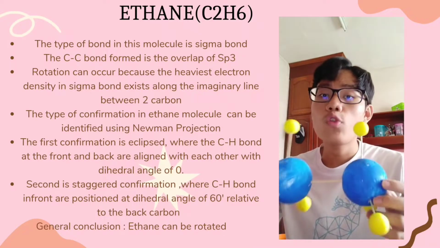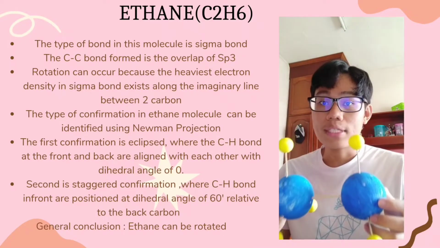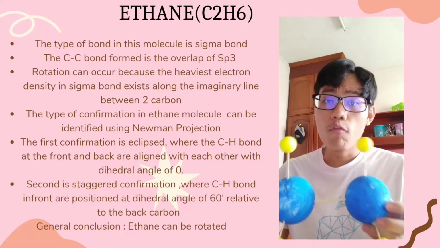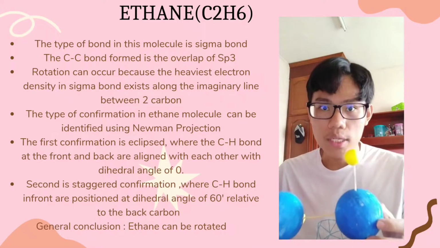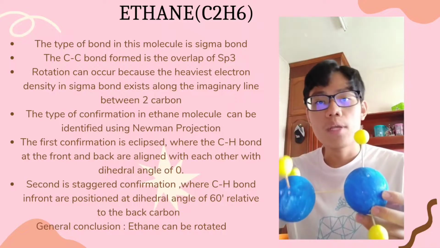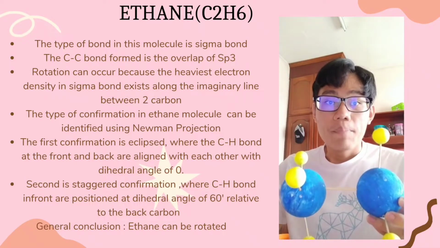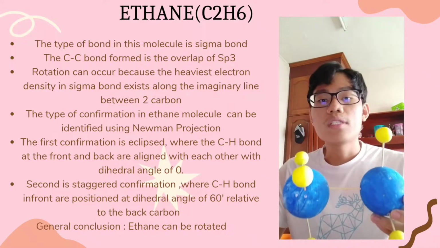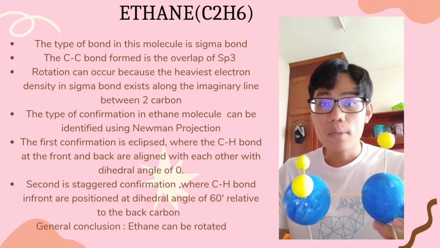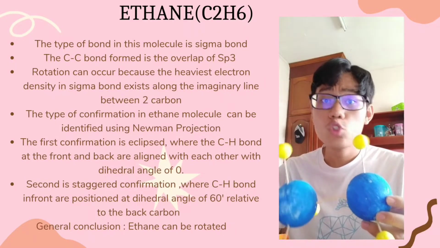First, we all know that the bond formed in these molecules is a sigma bond, and the CC bond is formed from the overlap of sp3 orbitals. The rotation is able to occur because the electron density in a sigma bond exists along the imaginary line between the two carbons, and the bond strength remains constant throughout the rotation.